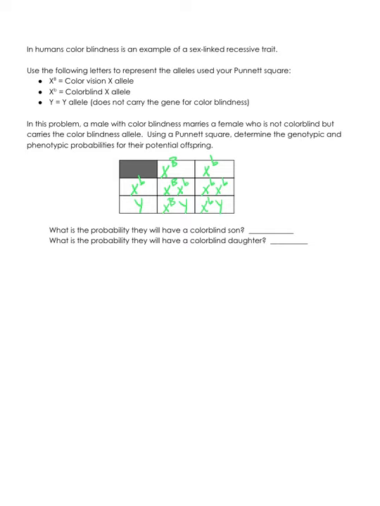What is the probability that they will have a colorblind son? So of their 4 children, they do have 1 son who will be colorblind, so that's 1 out of 4. And then what is the probability they will have a colorblind daughter? And again, they do have a colorblind daughter in this situation, because if you have 2 X chromosomes that have 2 colorblindness alleles, you will actually get a colorblind female. And so that's also 1 out of 4.